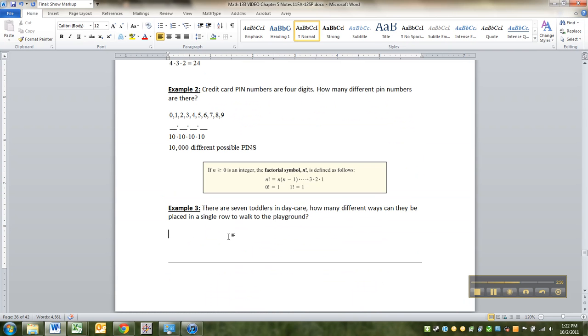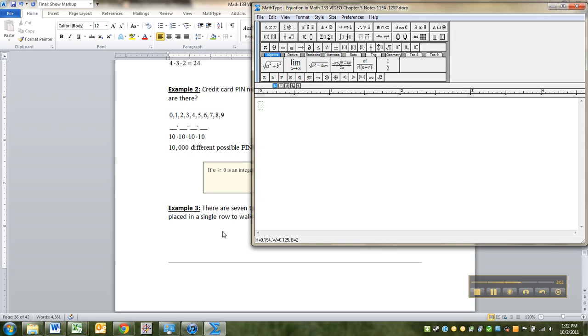All right, so there are 7 toddlers in daycare. How many different ways can they be placed in a single row to walk on the playground? Okay, so let's think about this for just a second. All right, so there's 4 kids, 5 kids, 6 kids, 7 kids. Now for the first kid, there's 7 options, right? Because for the first kid in the row, I should say, 7 different choices.